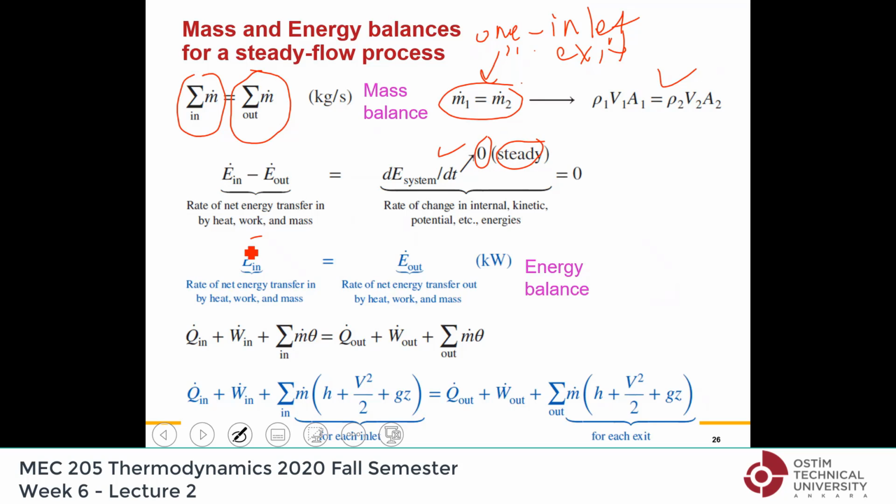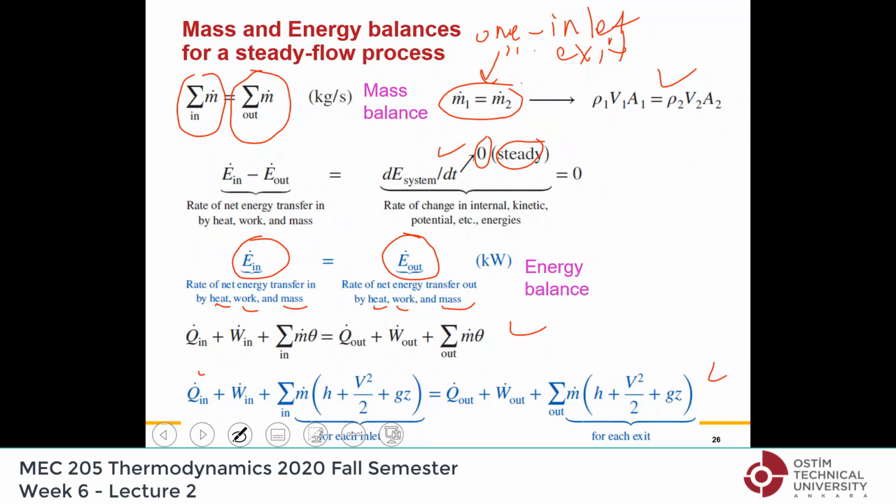Then what do we have? Energy in must be equal to energy out per unit time. Keep in mind that energy may enter by heat, work, and mass. Energy again may leave as heat transfer, work transfer, and mass transfer. If you write it in detail, you can write it this way. If you want to write it with more detail, you can write it that way.